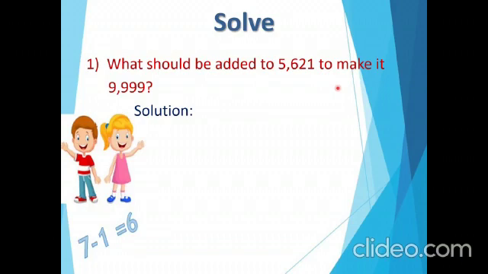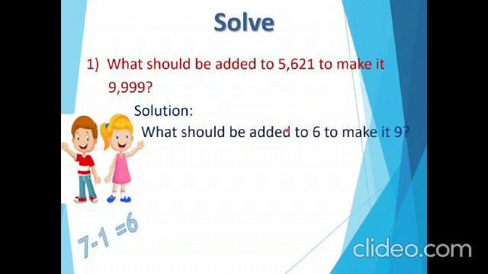Let me take single digit numbers for the same problem. That is, what should be added to 6 to make it 9? This statement we can write in maths as what should be added, that is dash I have taken, 6 plus dash is equal to 9. How will you find this number, children, in the blank? Okay, that we can try with 0, 1, 2, 3, correct?